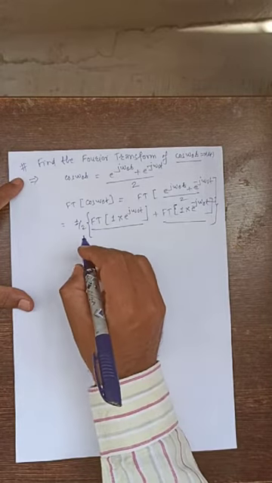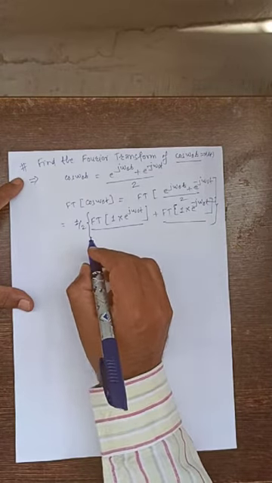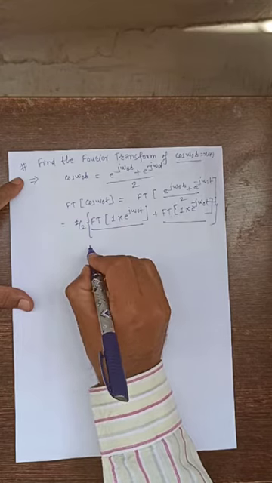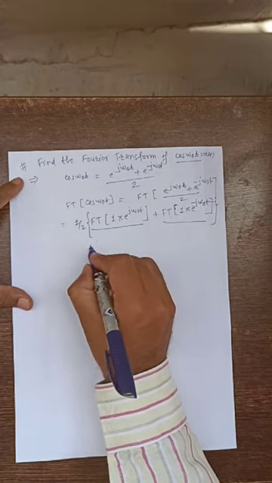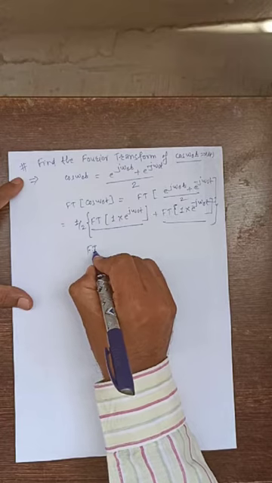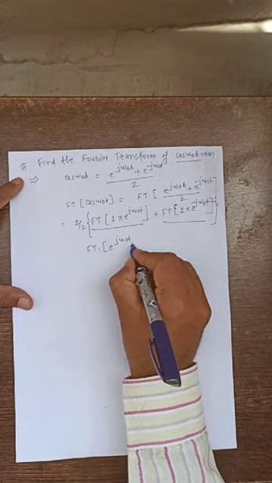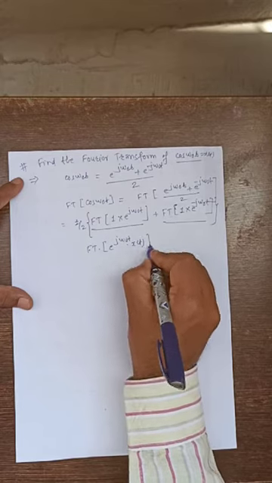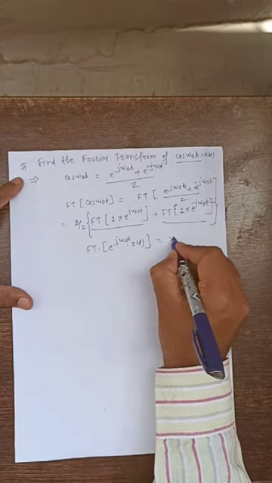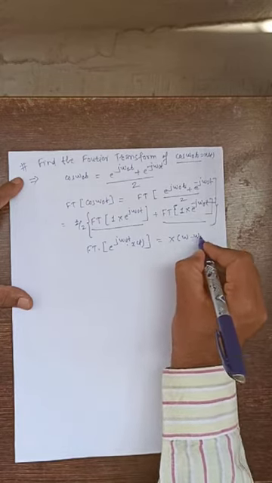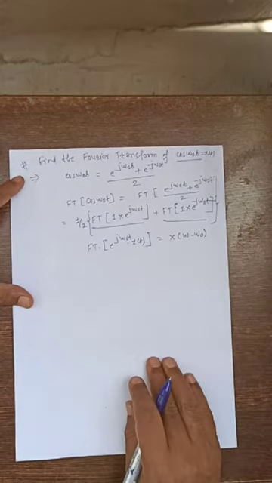Now we apply the frequency shifting property. Just see here what that property says. The Fourier transform of e raised to j omega naught t into x of t is equal to X of omega minus omega naught.